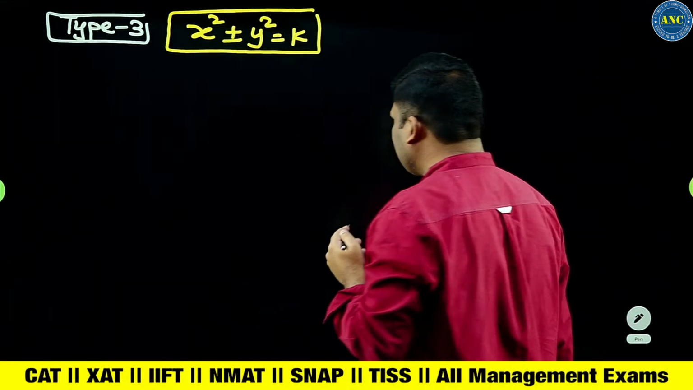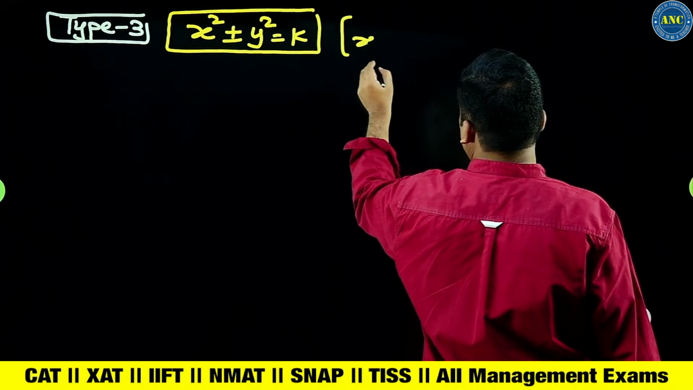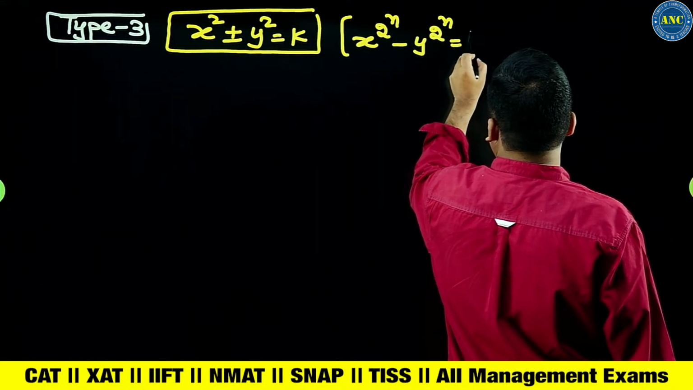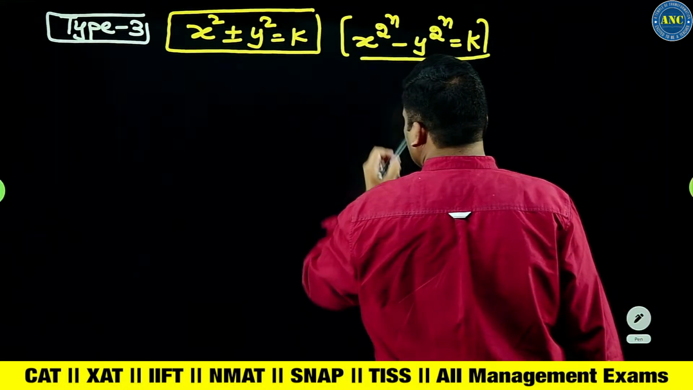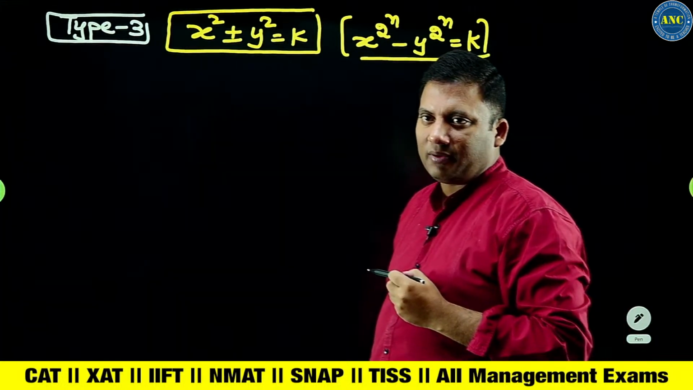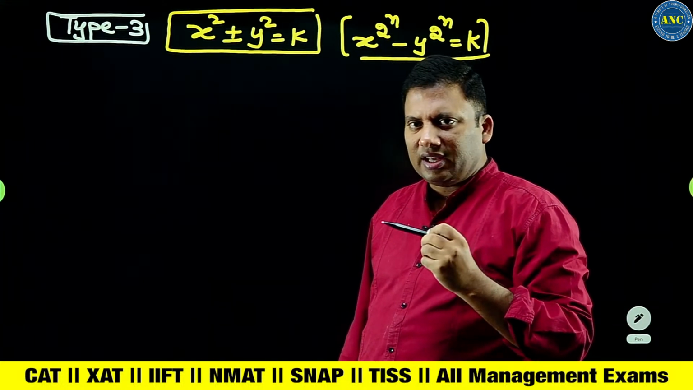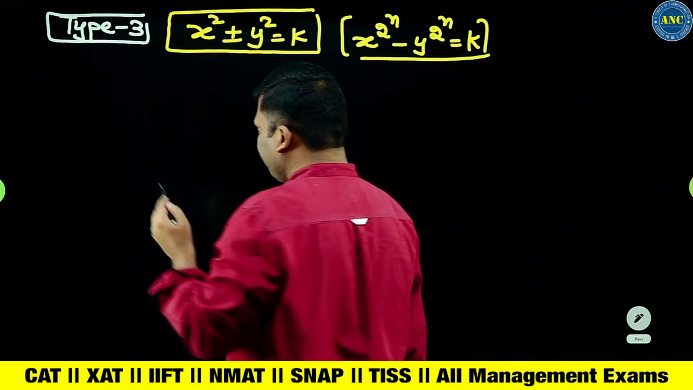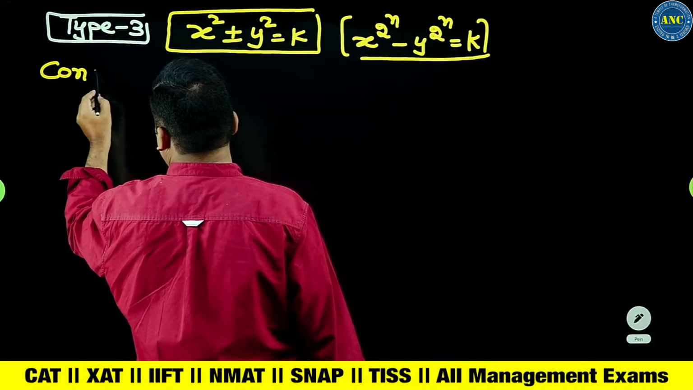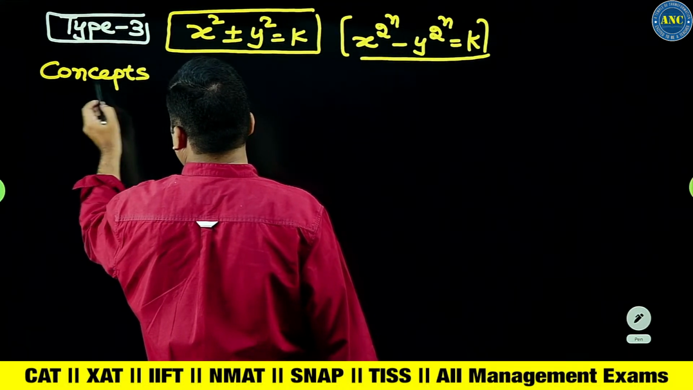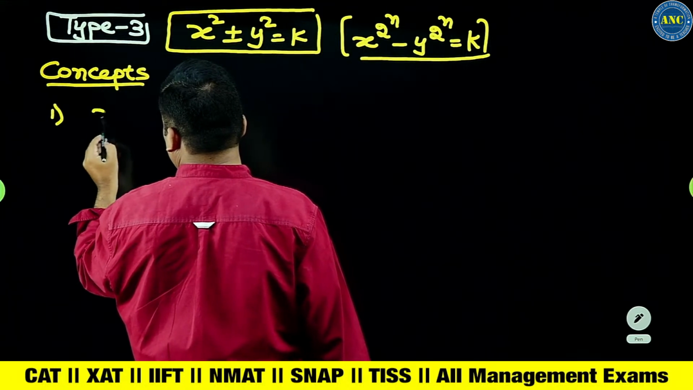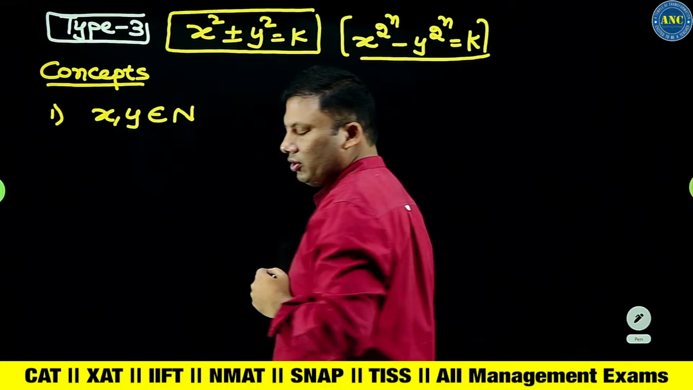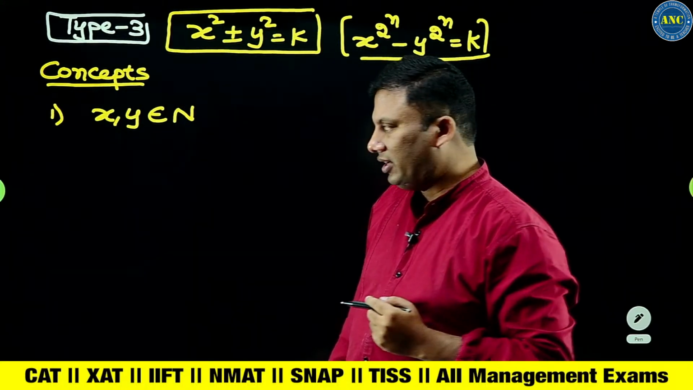Once we understand this concept, then we will extend it to x power 2 power n minus y power 2 power n is equivalent to k. Slowly, steadily, concept by concept, problem by problem, we will discuss. Very important concepts. First one, x and y are natural numbers. x and y will take positive integral solutions.